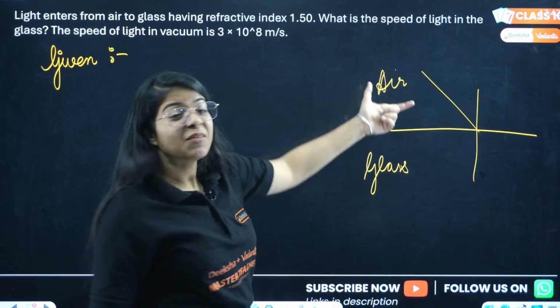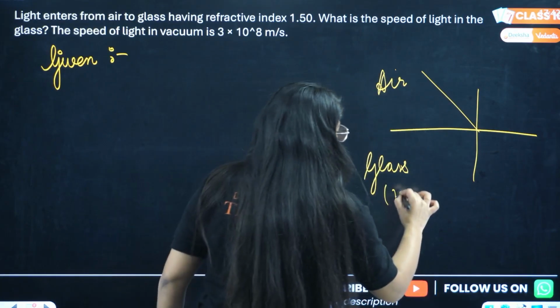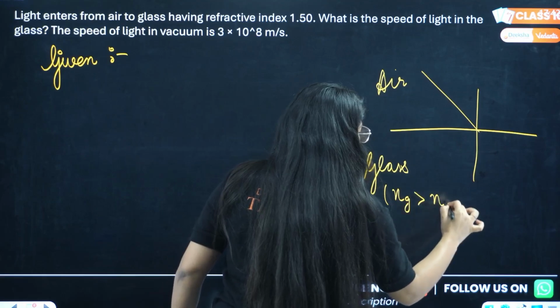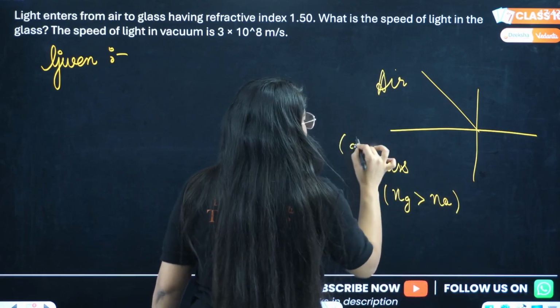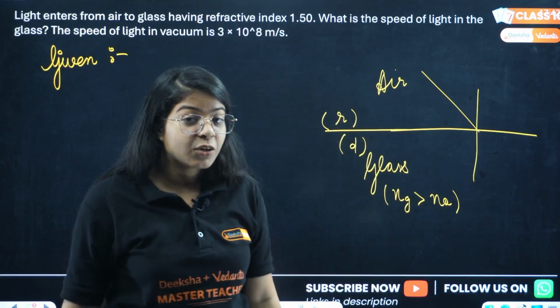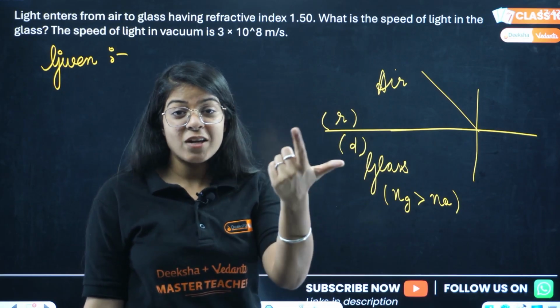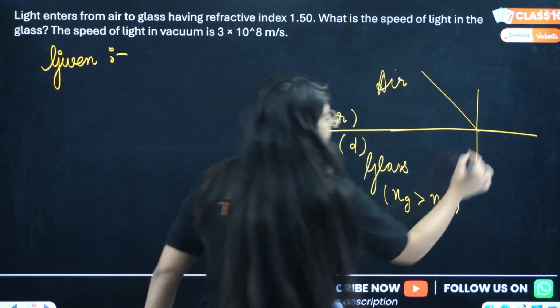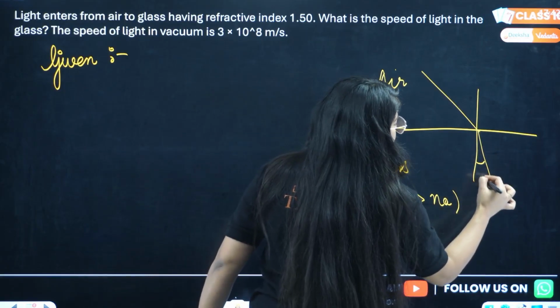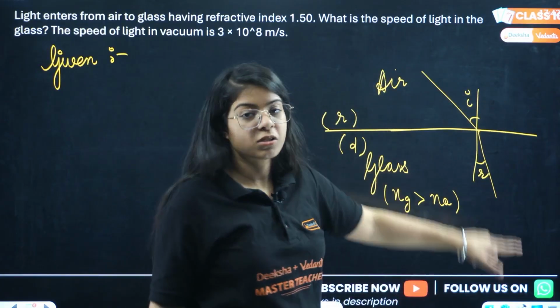Okay, so the refractive index of air is less than glass. So the refractive index of glass is more than the refractive index of air. That means glass is the denser medium and air is the rarer medium. When light goes from rarer to denser, where does it bend? Towards the normal or away from the normal? See, this is where you have to use your brain. This bends towards the normal. This is the refracted angle, and this is the incident angle. Okay, it bends towards the normal.